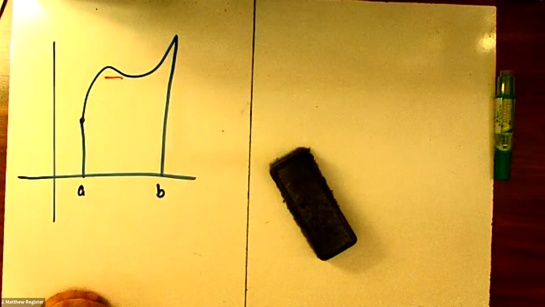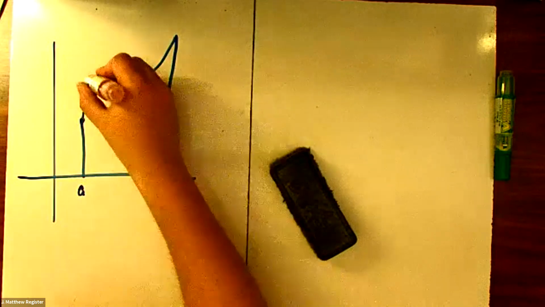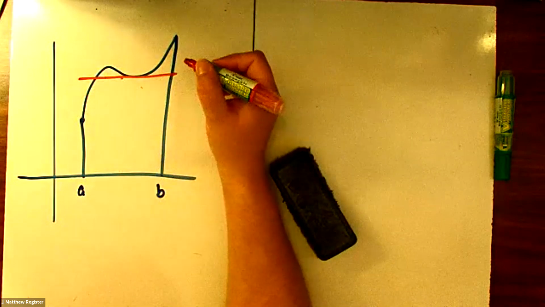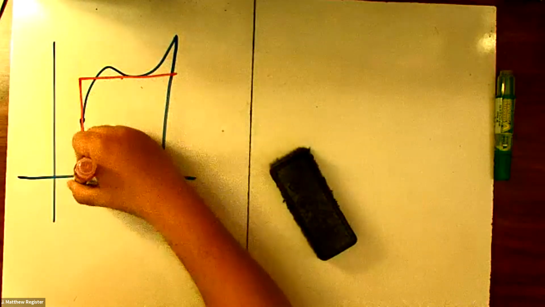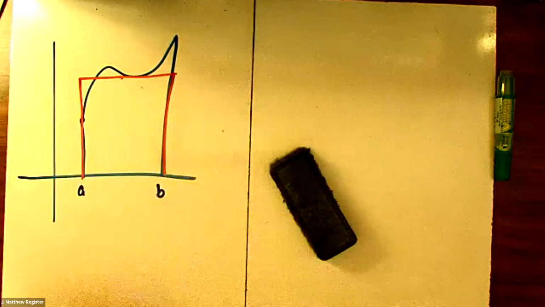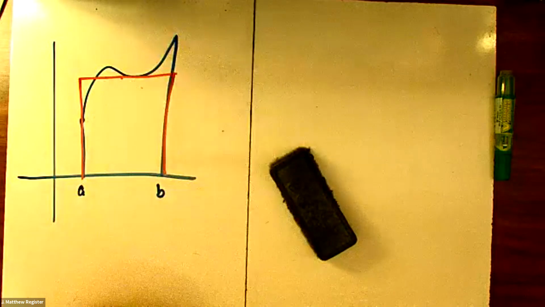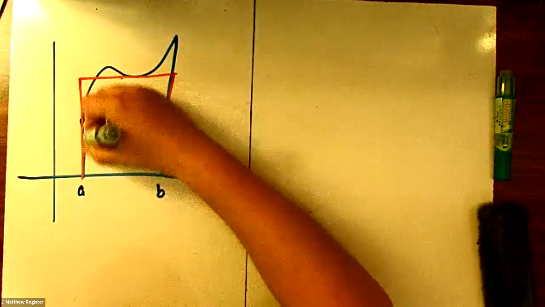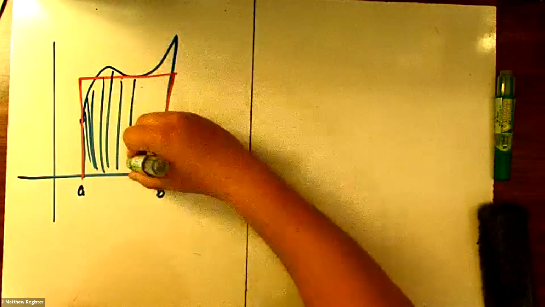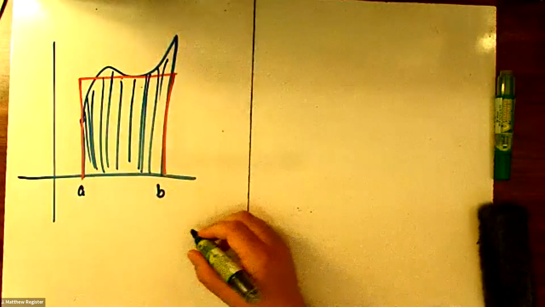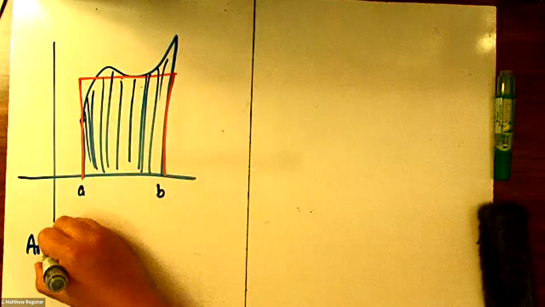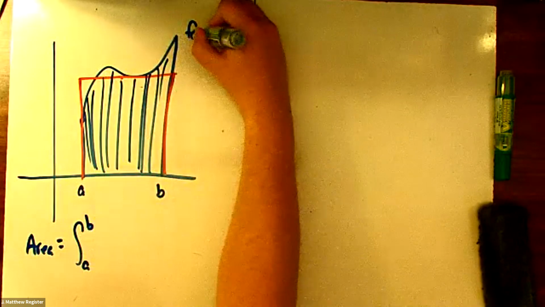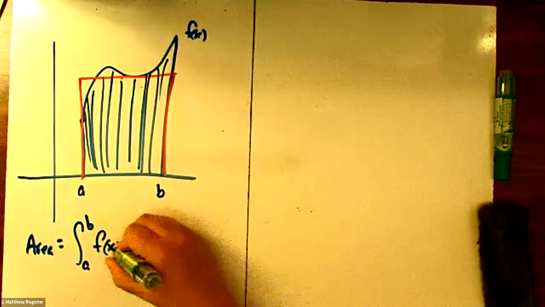The way we can figure it out though is if we had some value, which was the average value, and let's just say that this is the average value, then the area of this rectangle here should be the same as the area underneath the blue. And we can find the area underneath the blue because we know the area underneath the blue is going to be given by our integral. And so the area is equal to the integral from a to b of, let's call this function f of x, dx.